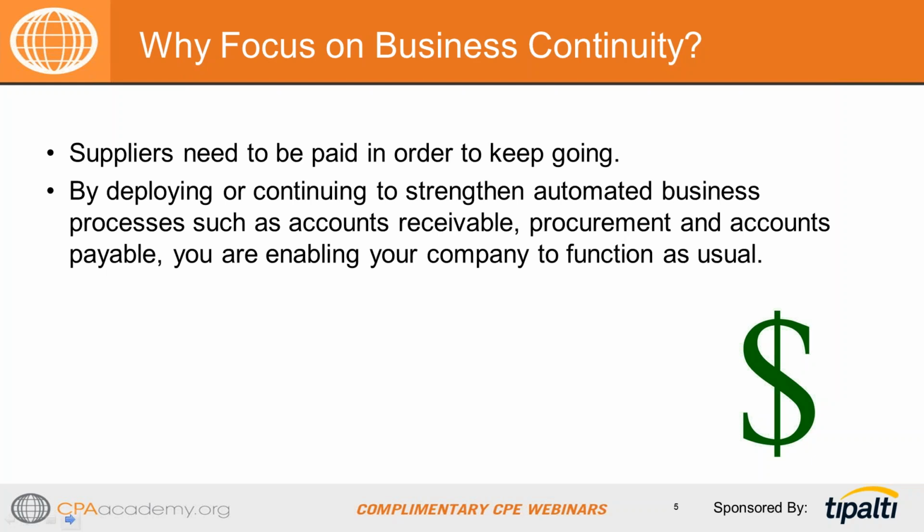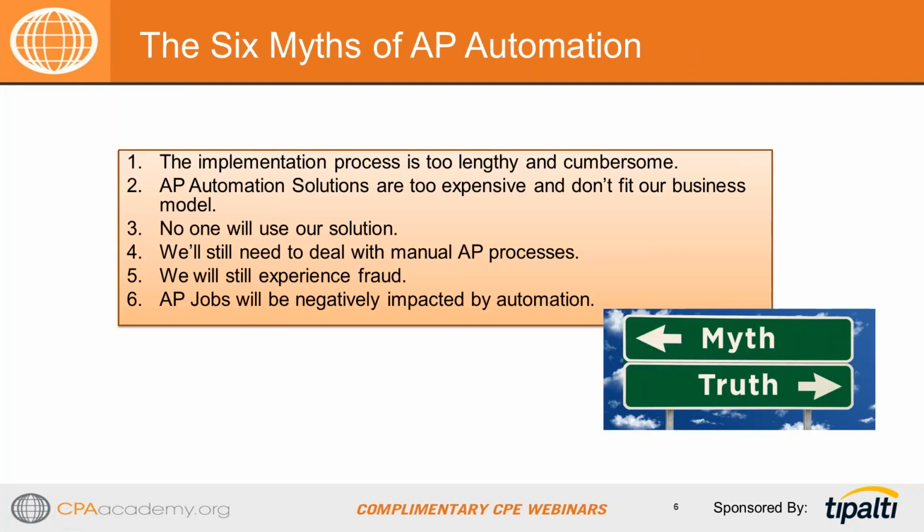And if accounts payable can't issue those payments, well, it's impacting suppliers, it's impacting jobs, it's impacting the economy, as we know. And then by deploying or continuing to strengthen automated business processes such as receivable, procurement, and payables, you're really helping your company to function as usual. So another important statement that's really good food for thought.